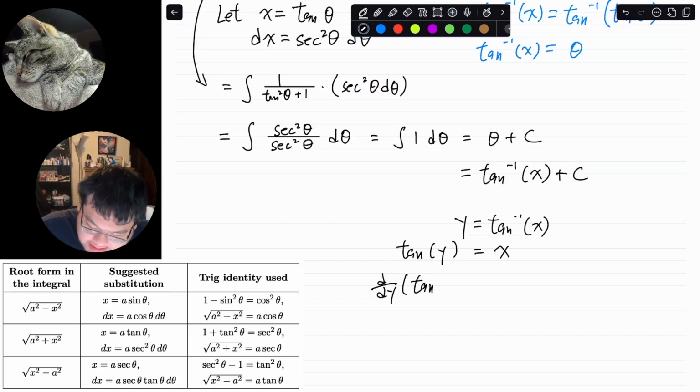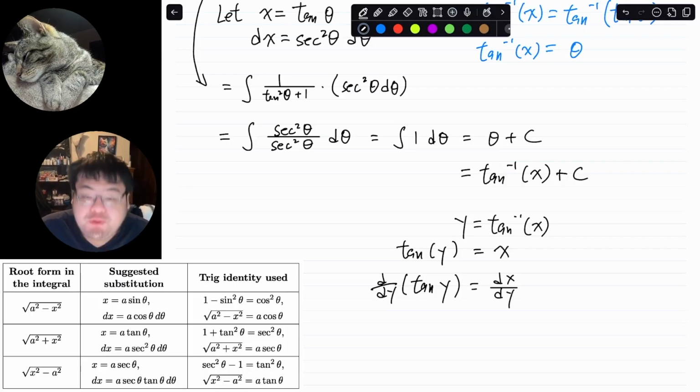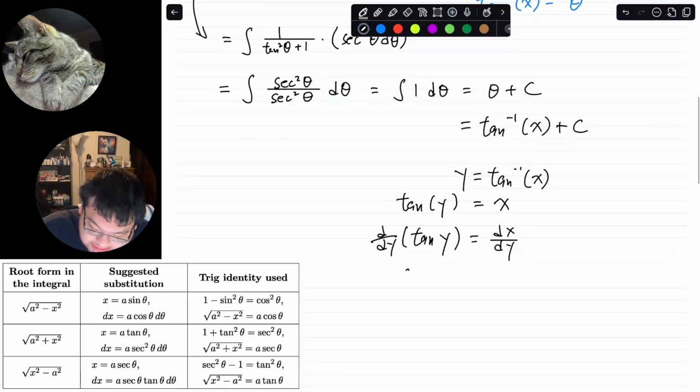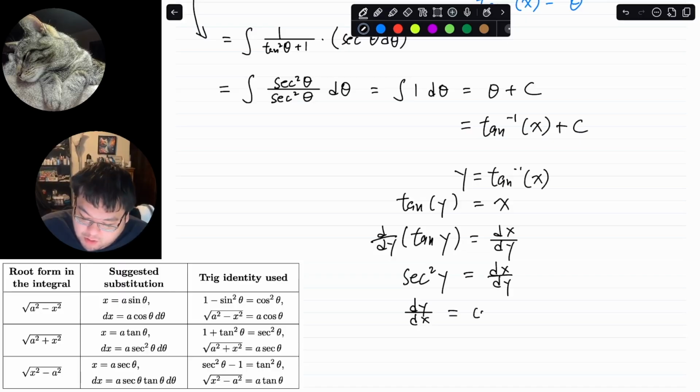So let's write out this step. Using first principles, we know that the derivative of tangent is secant squared, and that equals dx dy. So now we know that dy dx, we can just take the reciprocal, will be cosine squared y. But this is not what we want, right? We want the derivative to be in terms of x. So how can we fix this? The answer is actually very simple.